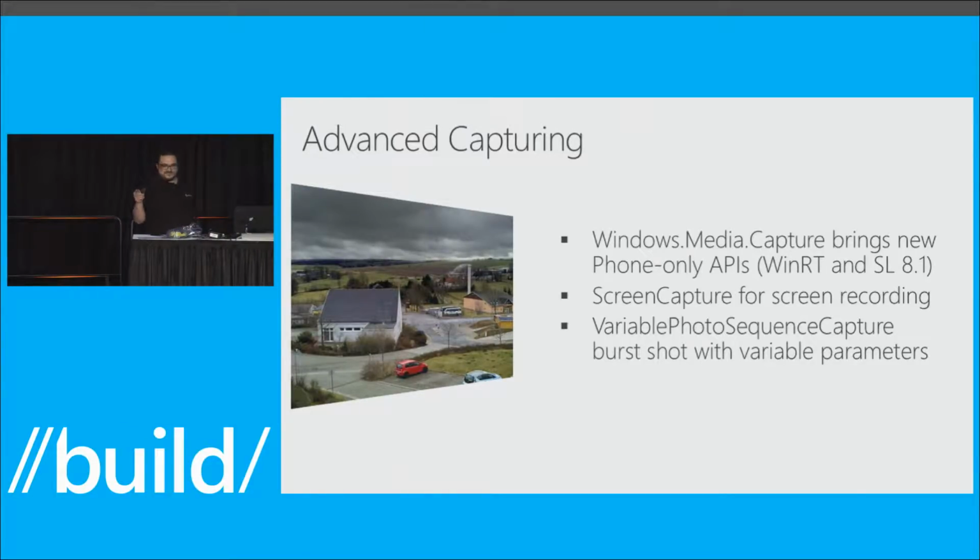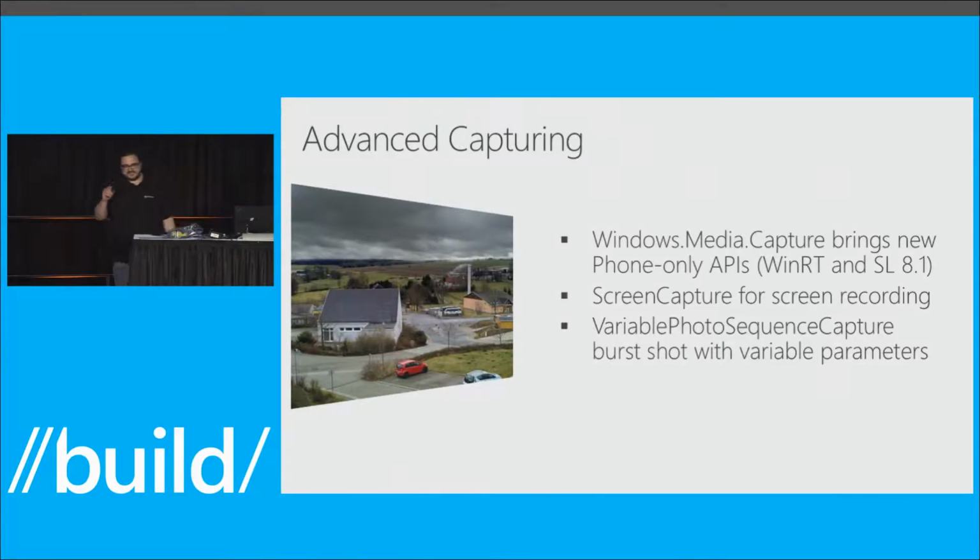And there's another cool phone-exclusive API. It's called Variable Photo Sequence Capture. As you know, with those devices we have these days, like the Lumia 1020 I have here, it has an amazing camera, right? And it's better than average pocket cameras. So it makes sense to have some cool new phone-exclusive APIs available for the phone. And one of them is the variable photo sequence capture.